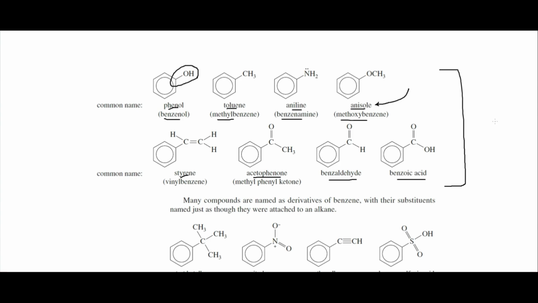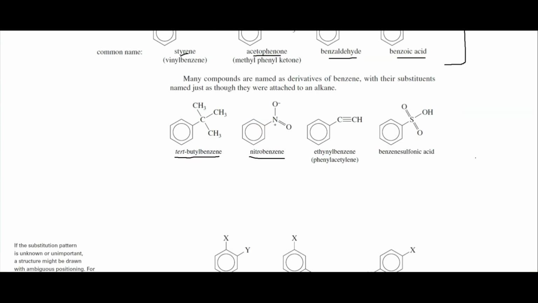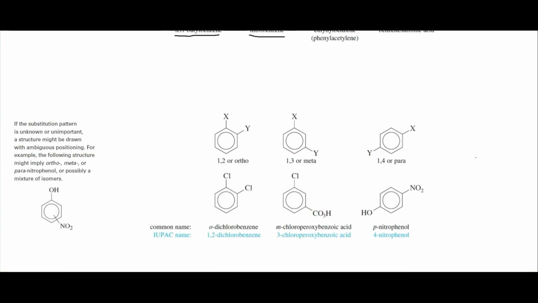And with a lot of these other derivatives, they're usually just named by the substituent onto the benzene. So for instance, if we have a tert-butyl group on it, then it's tert-butylbenzene. If there's a nitro group on it, then it's nitrobenzene, and so on and so forth. When we start having more than one substituent on it, then we have to have a few other naming conventions.